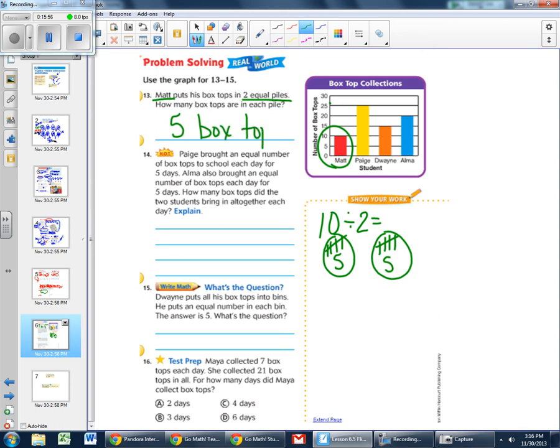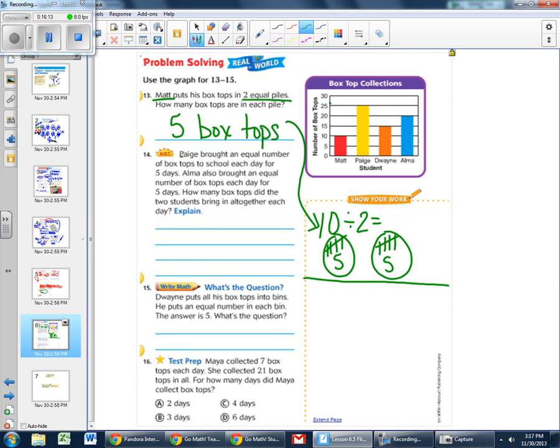Now, you may choose how to solve this problem, but I want to see your work in this beautiful white space. Number 14, we're talking about Paige this time.